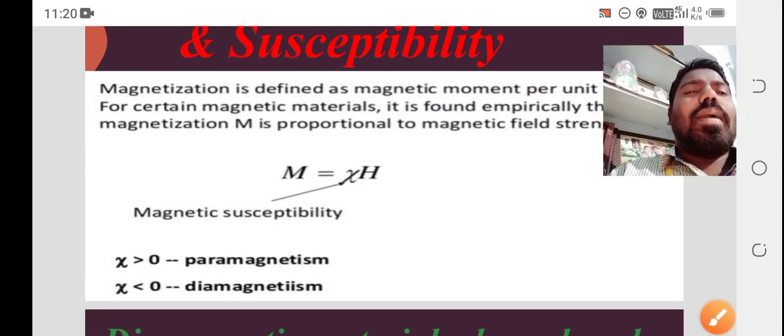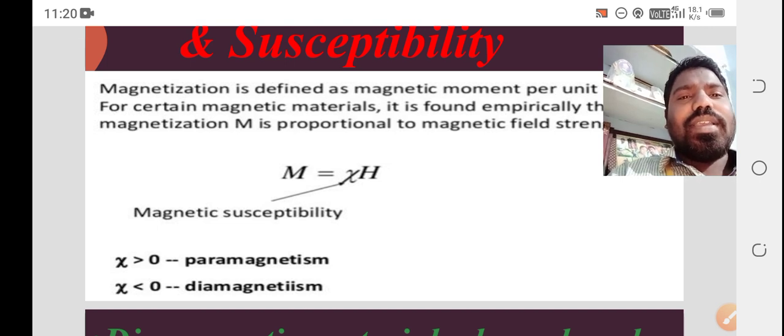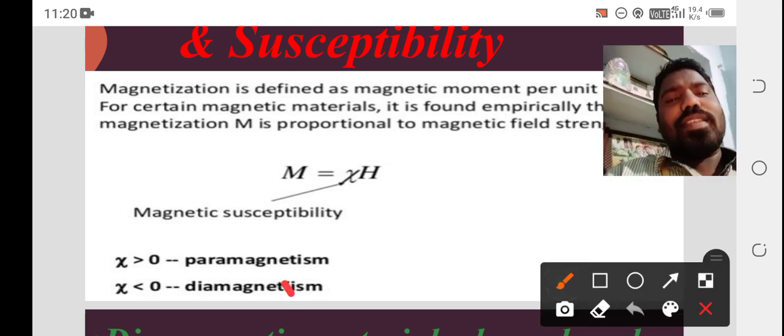What is that? Magnetic susceptibility. M is magnetization, H is magnetic field strength. So here, in terms of the susceptibility, what is paramagnetic material? It possesses the character that is paramagnetism. What is diamagnetism material? There is a double I present here. This is one single I.